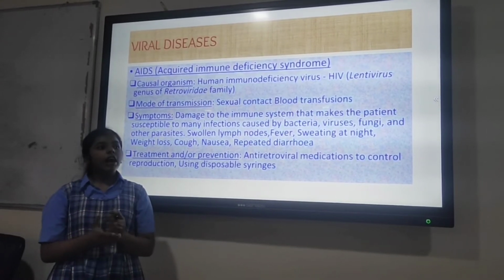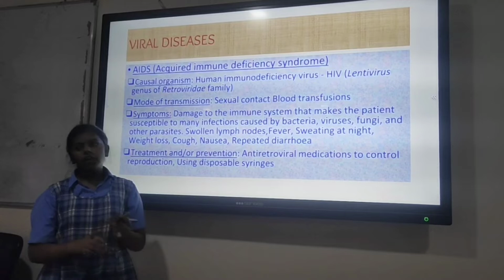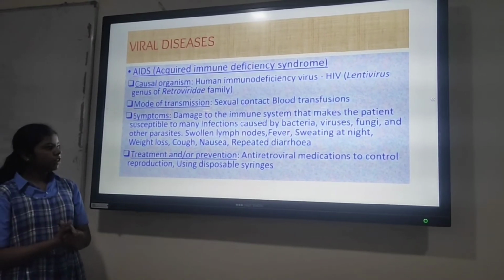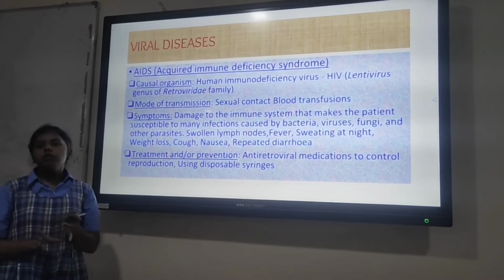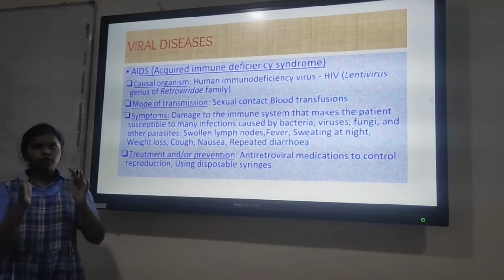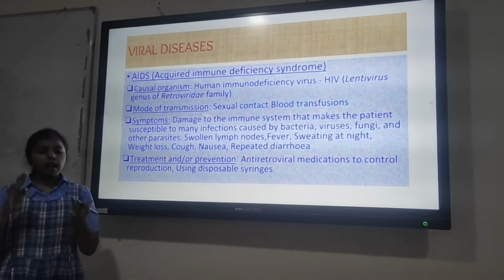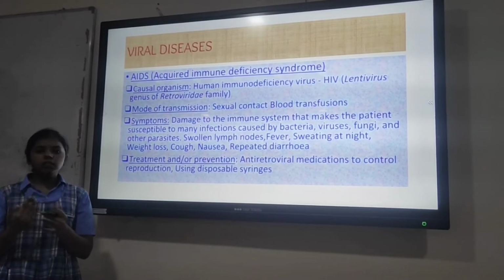Now, let us see how it transmits. It transmits through sexual contact and blood transfusion. The symptoms included are fever, cold, and cough for the first few days. But in later stages, you can experience a lot of weight loss, nausea, and repeated diarrhea.